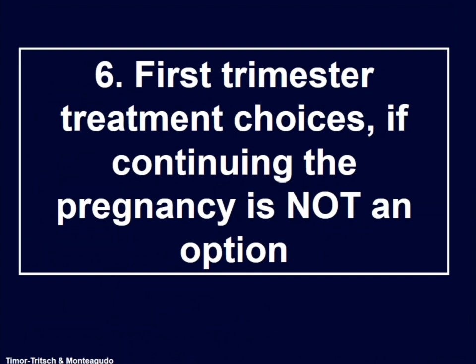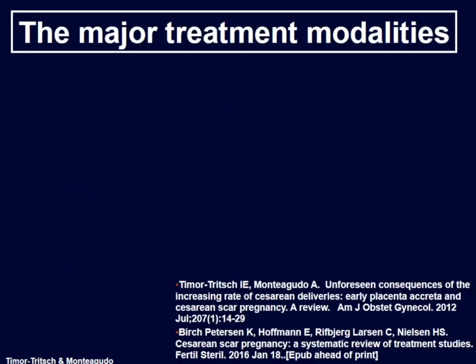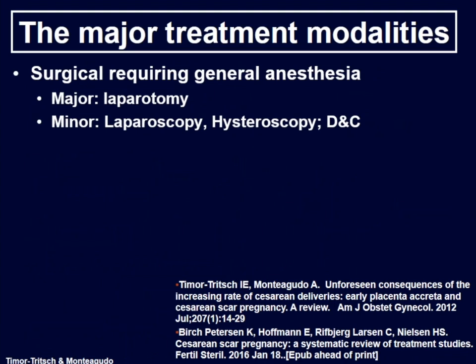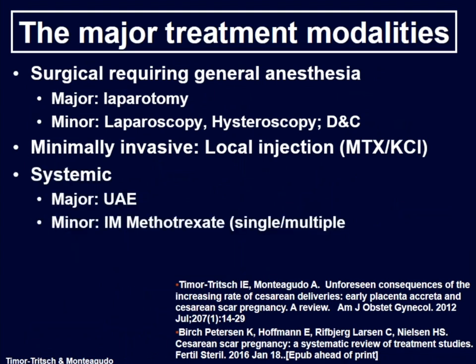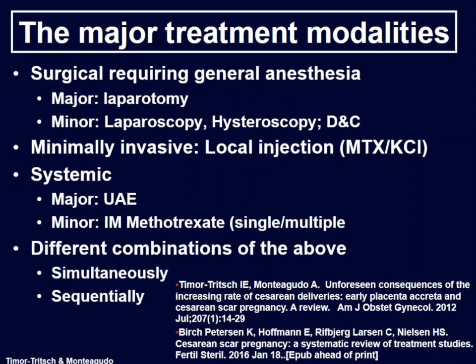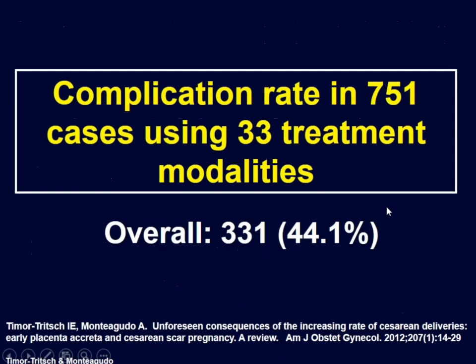Let's talk now about the treatment choices, if continuing the pregnancy is not an option. Well, here are the major treatment modalities. There are major laparotomy, minor laparoscopy, minimally invasive local injections with methotrexate or KCl, systemic treatments, uterine artery embolization or minor methotrexate injection, different combinations of the above, administered simultaneously or sequentially.